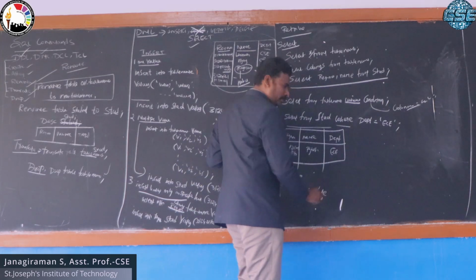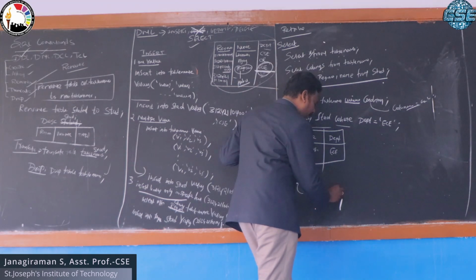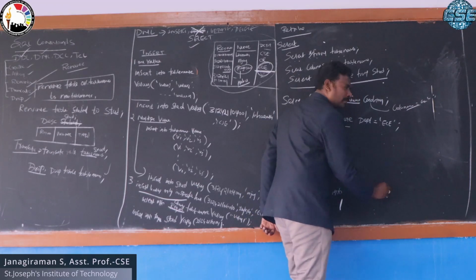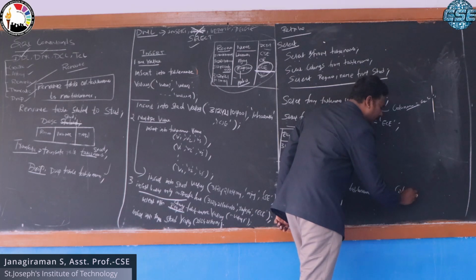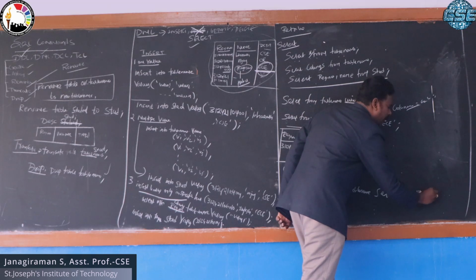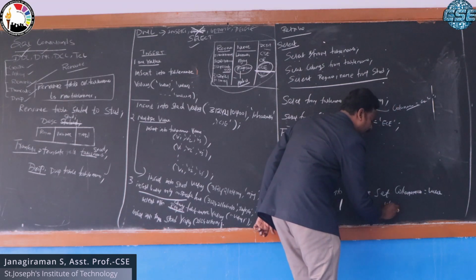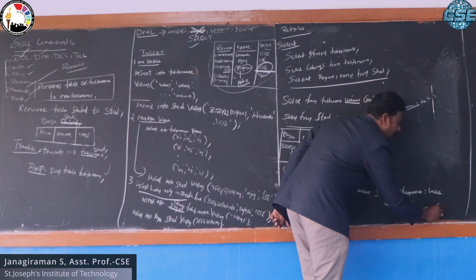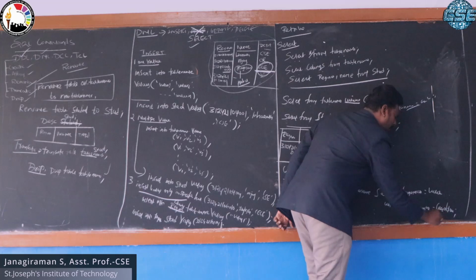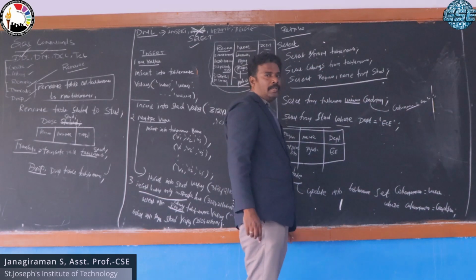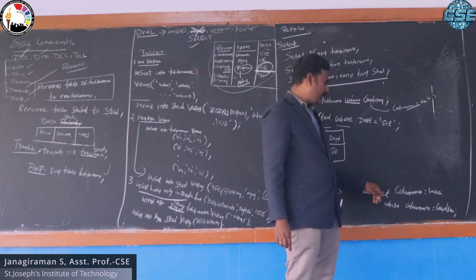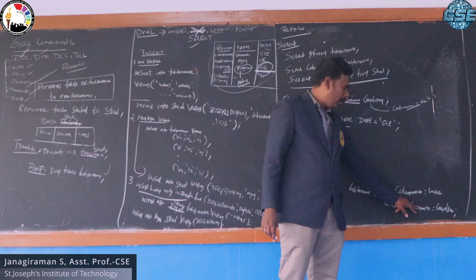Update into table name, set column name equal to value, where column name equal to condition. So probably using this particular syntax you can change the values which already exist in the table. So update into table name, set column name equal to value where column name equal to condition.